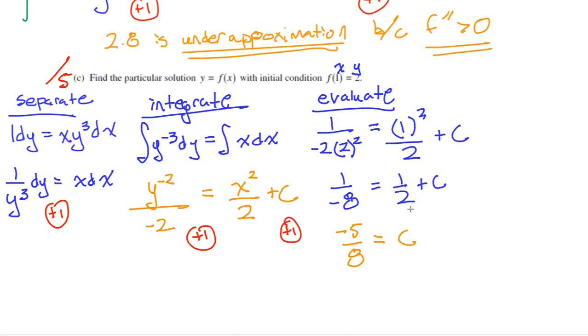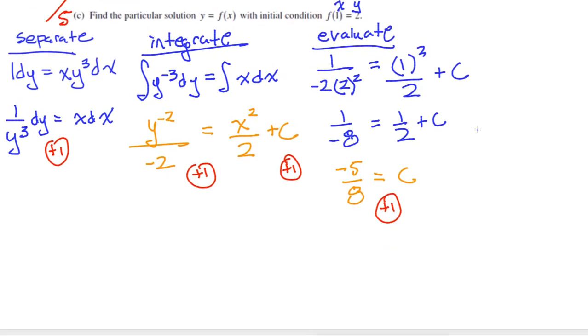There it goes. As soon as you plug in these values on the AP test, give yourself 1 point. If you're able to boil it down to c equals negative 5/8, in my class, that's where I'm going to give you the plus 1. On the AP test, they would have given you the plus 1 right here. And then finally, if you want to do the optional isolate step, I'm going to do that down here since I ran out of room. The optional isolate step, I would need to get y by itself. So I'm coming back to this form where I have 1 over negative 2y squared is equal to x squared over 2. And instead of saying plus c, I'm going to say minus 5/8.